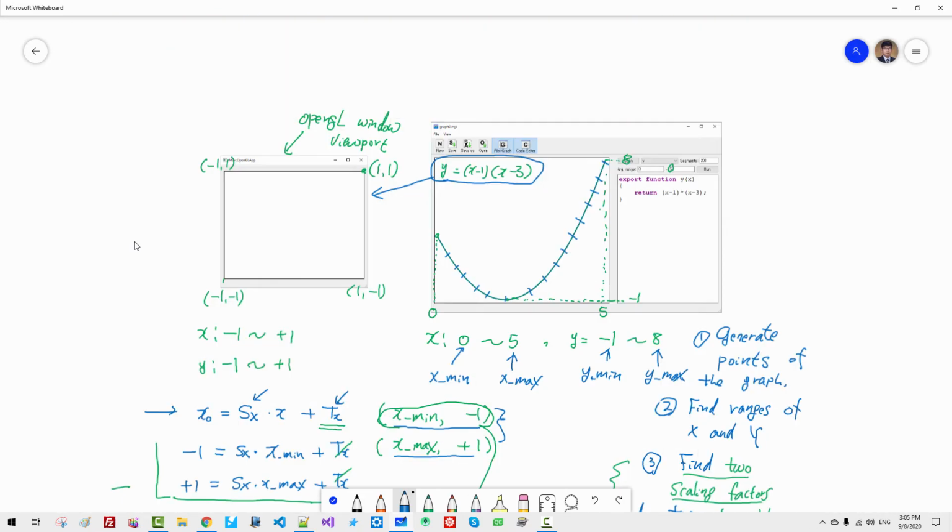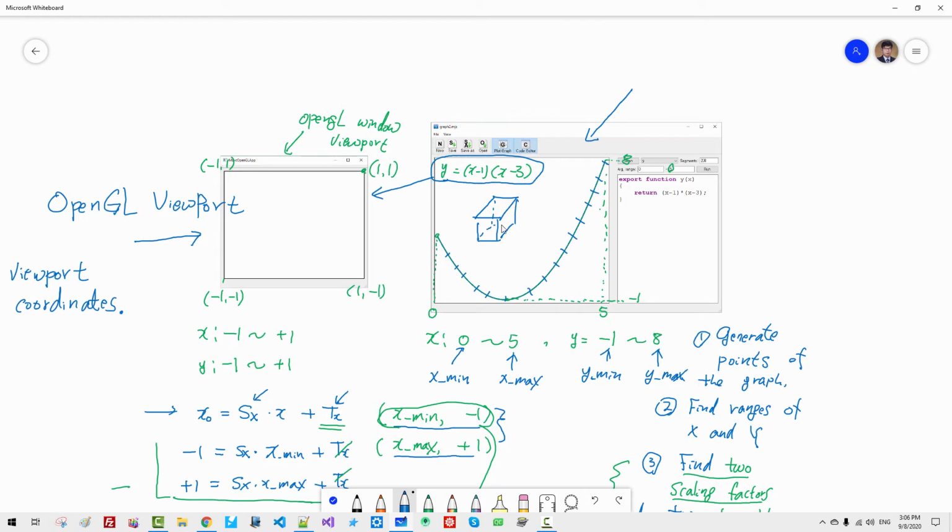Now scroll up. This is the OpenGL viewport. The coordinates in the OpenGL viewport we call viewport coordinates. In this graph, this is our model. Our model can be a cube like this one. This model is represented in model space or model coordinates. In our previous episode, we dealt with a two-dimensional graph. Now we will deal with a three-dimensional model, such as a cube.